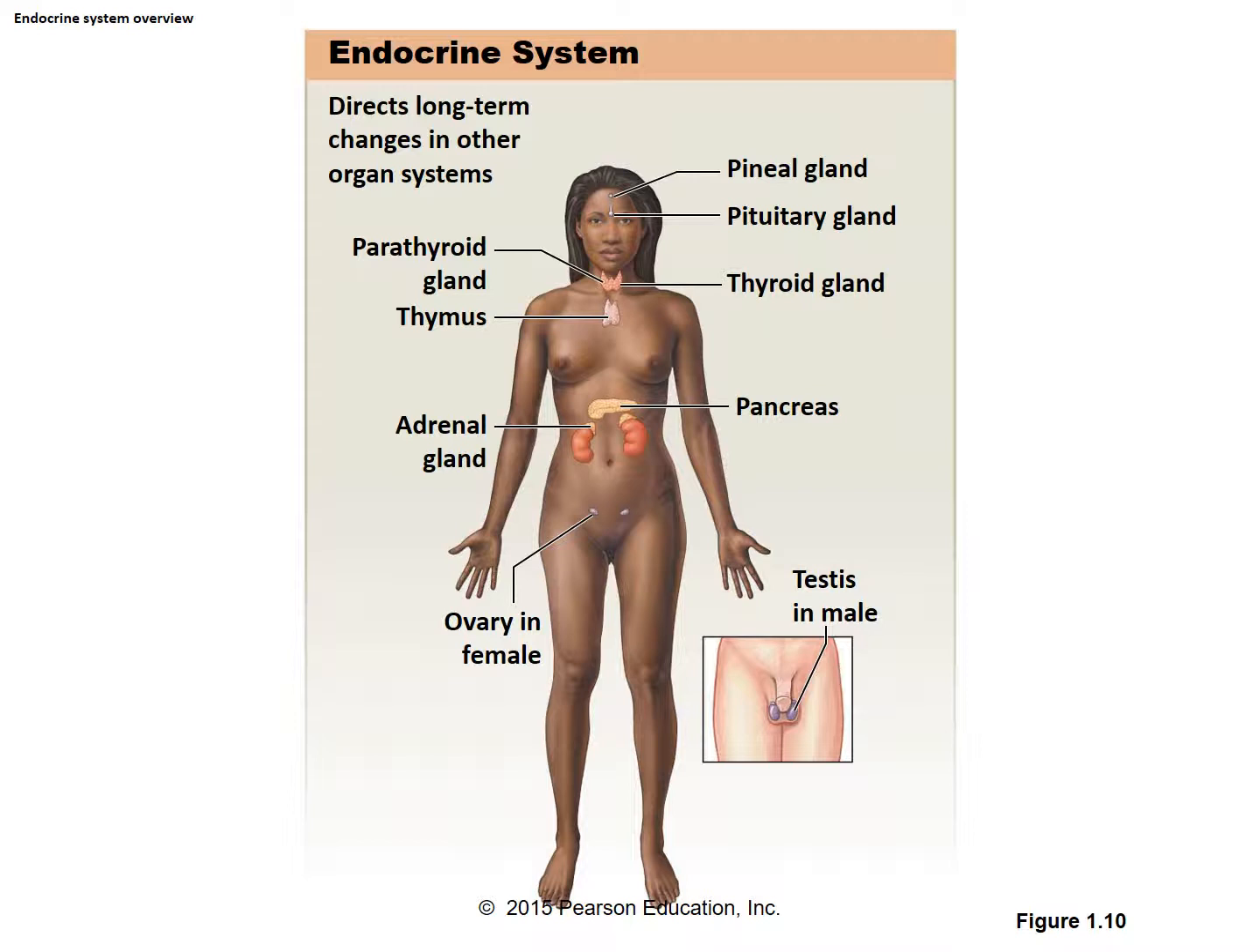The endocrine system is going to work in conjunction with the nervous system and directs long-term changes in other systems. You can also think of the endocrine system as our hormonal system. It's going to be a bunch of different glands that deal with hormonal function in the body.